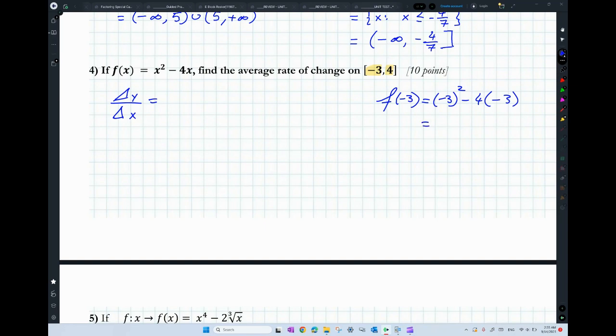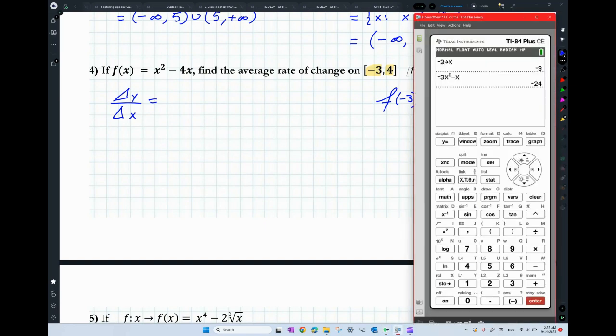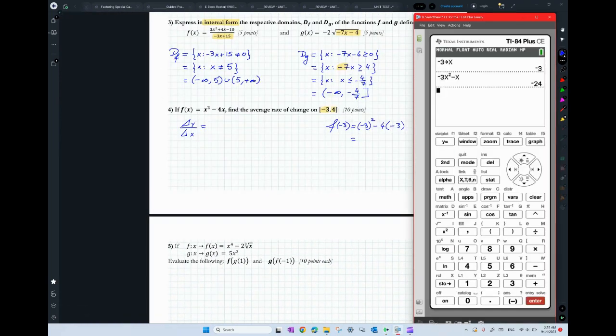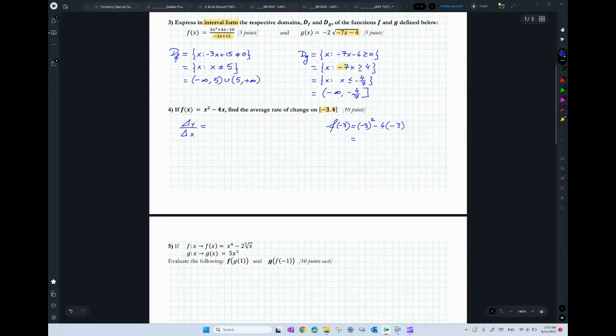If you are struggling with basic arithmetic, you can always use the trick with the calculator: input negative 3, store it with that button into x, and type x squared minus 4x, which gives 21.